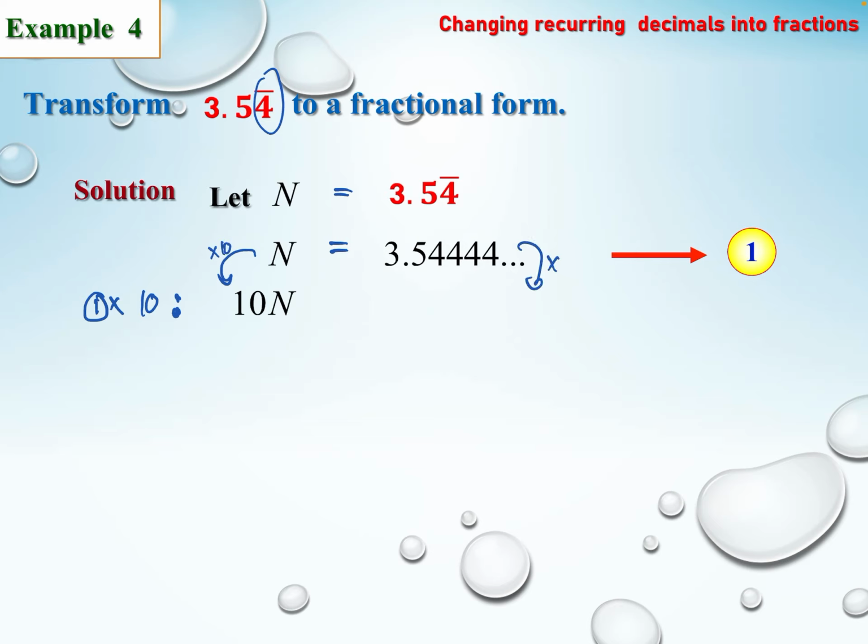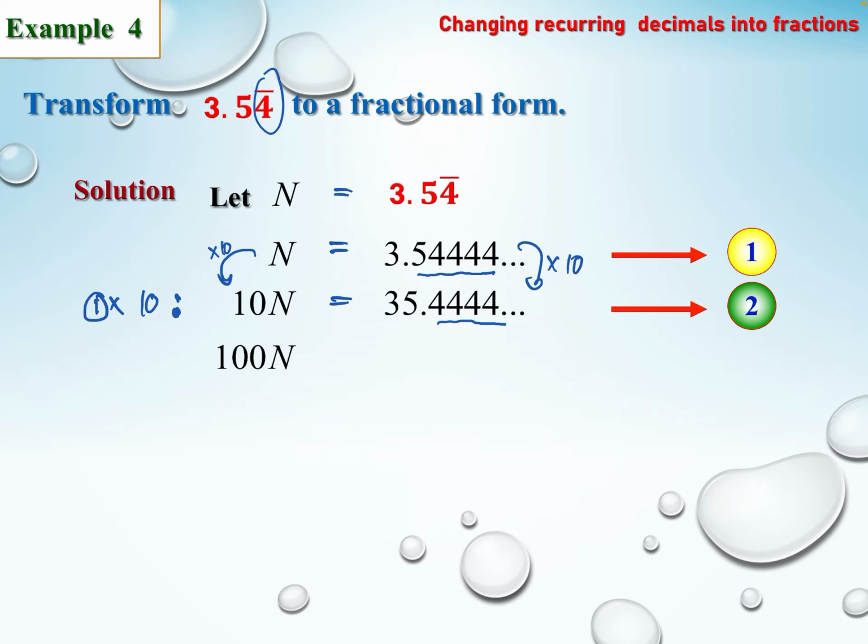And the right hand side times 10 too is equal to 3.54444 multiplied by 10, you have 35.4444, right? Let this become equation number 2. Then you take equation number 1 minus the repeat 444. Can or cannot? No, you cannot minus, because if you minus them, the decimal places don't go.